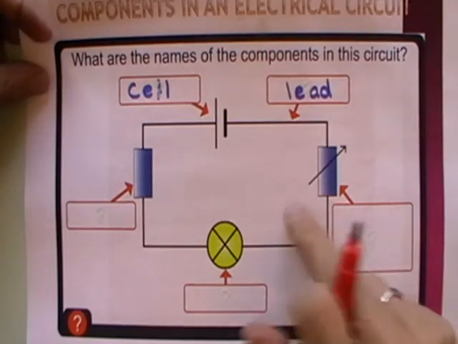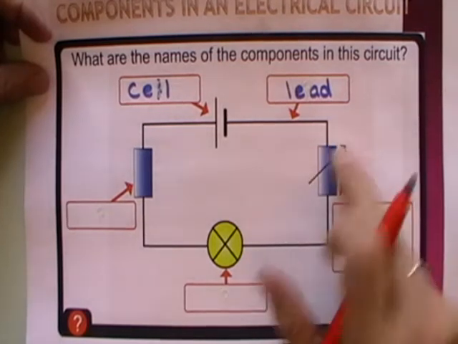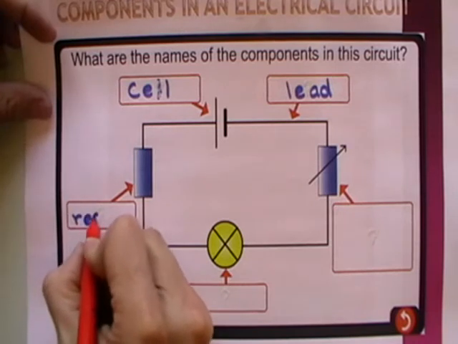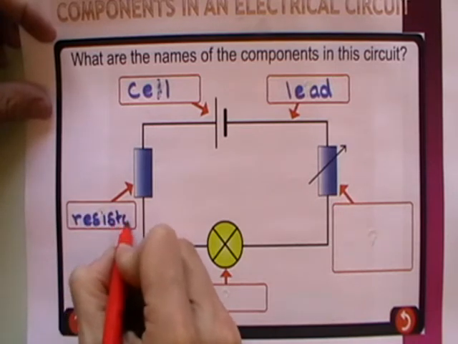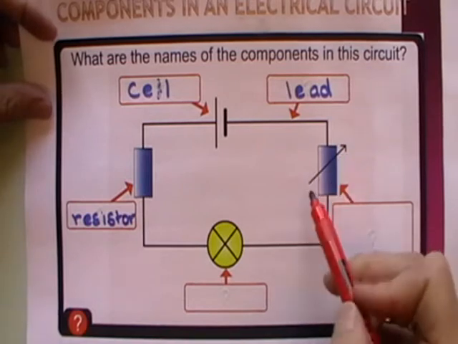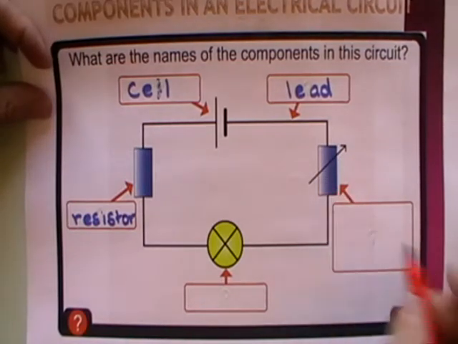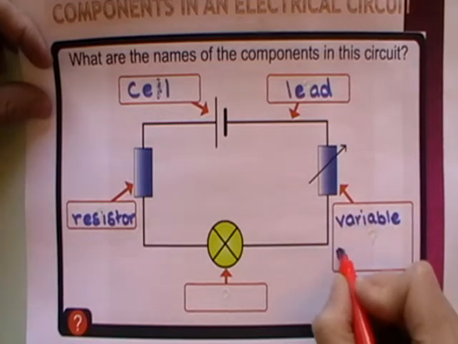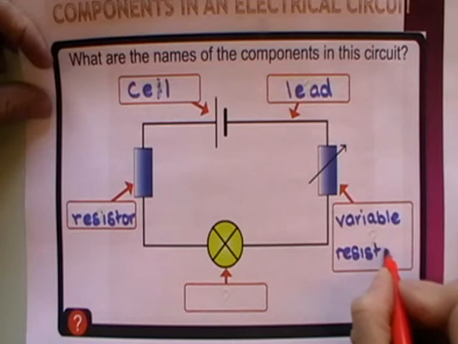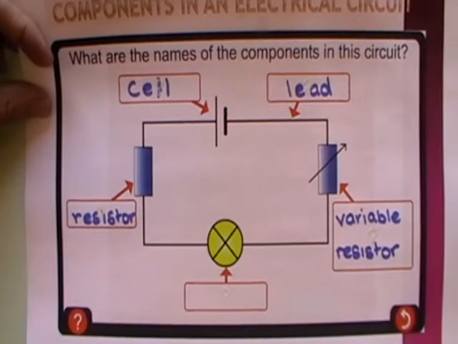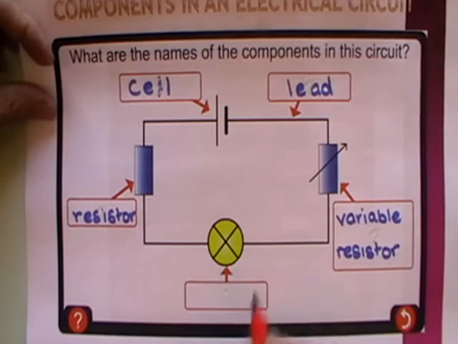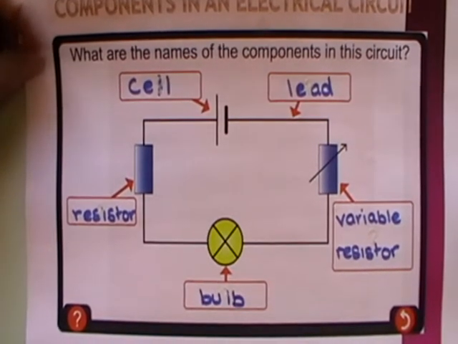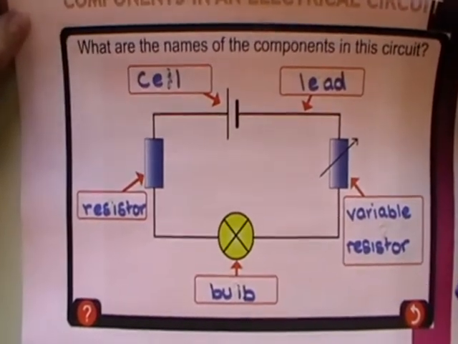The next one here is a box with an arrow through it. There's one over here as well which is just a box. So the box is a resistor. And the one with the arrow through it means that you can change the size of the resistance, and we call it a variable resistor. And the last one at the bottom here with an X through it is a bulb. That's a bulb. Okay, so we're going to meet a few more now in a minute.